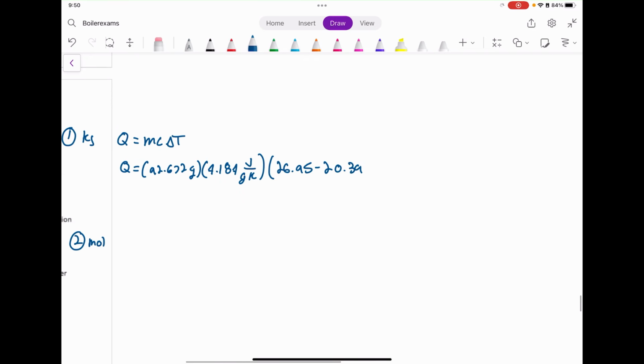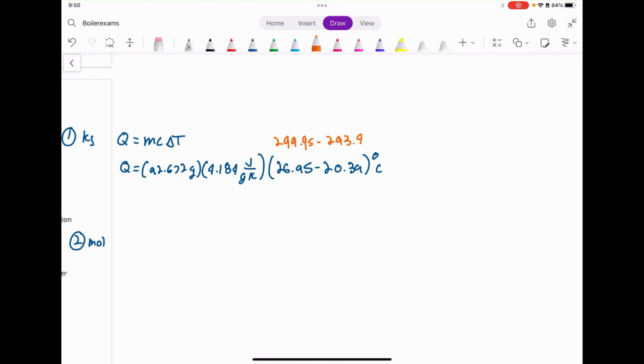Let me illustrate this in case it's not obvious, but you can just skip this if it is. This is what it looks like in degrees Celsius. If I were to convert both of these to Kelvin, I just add 273. This will give me 299.95, and then 20.39 plus 273 is going to be 293.4. And this also is horrible handwriting. Let me redo that.